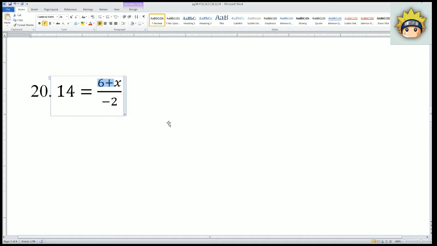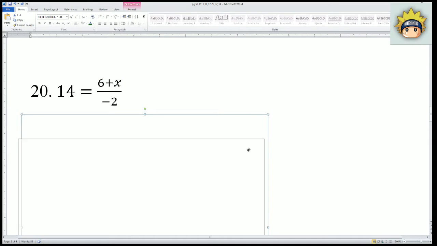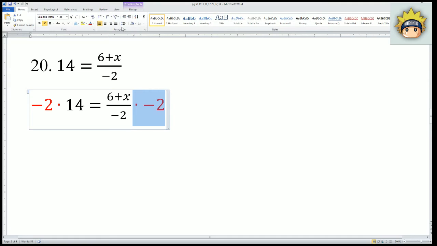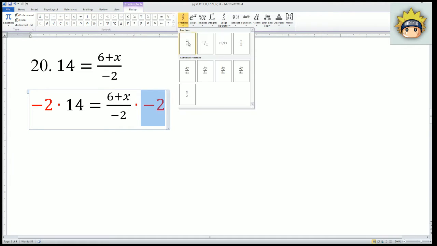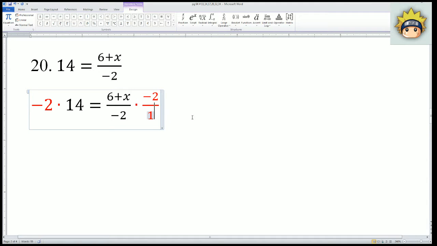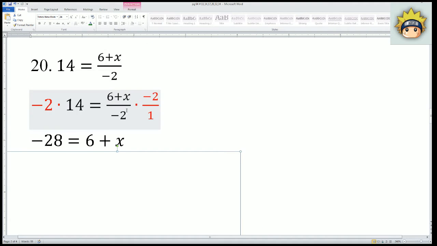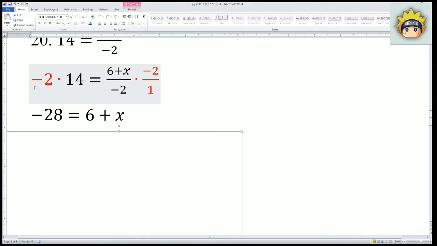So to get rid of that, I basically have to multiply by negative 2 to both sides. Another way of thinking about multiplying by that number is that it's the same thing as multiplying by 1. Then these two will simplify into 1. So what's left on my right hand side is just the 6 plus x. What's left on the left hand side is negative 28, because negative 2 times 14 is negative 28.